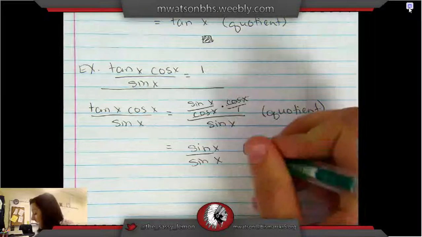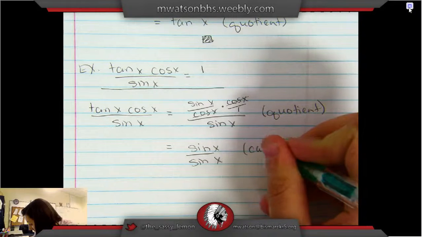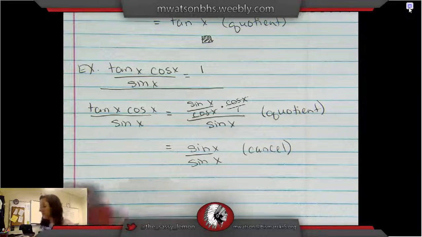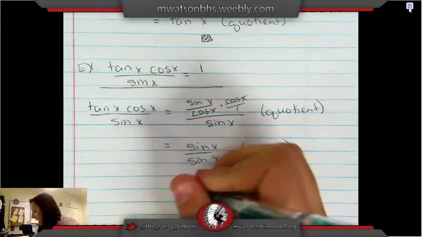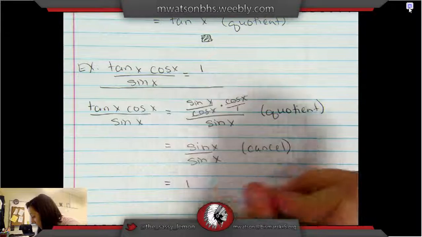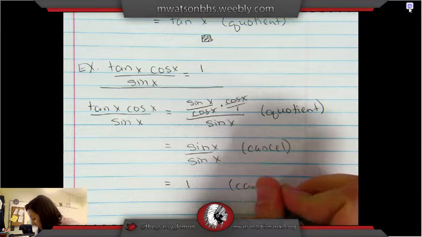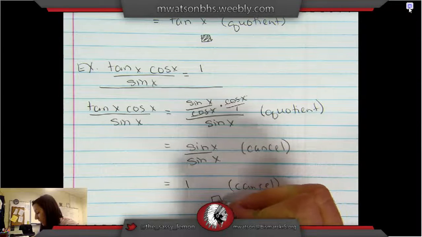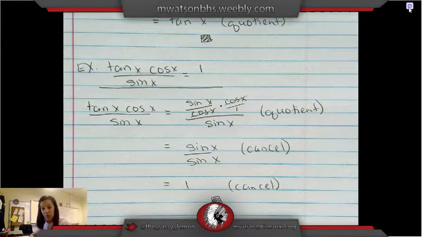The reason for that is, well, we call it the cancellation property, but I'm just going to write cancel. And then from here we can cancel again, and we get 1. Another thing that you can write is simplify. You can write cancel, you can write simplify, and once you get what you want, you draw a little box.